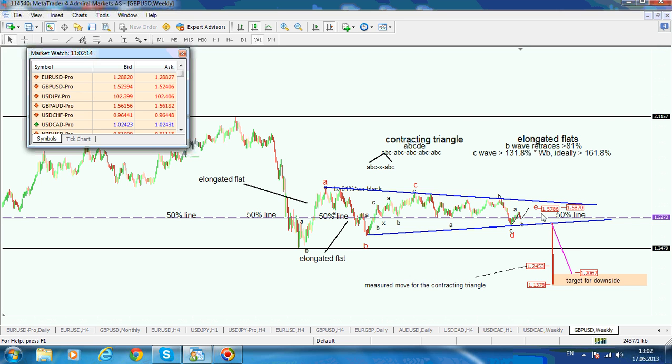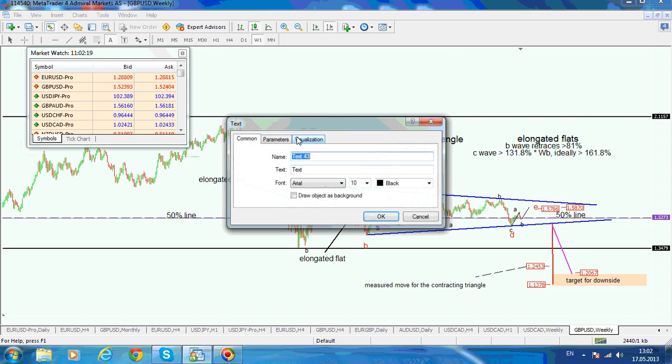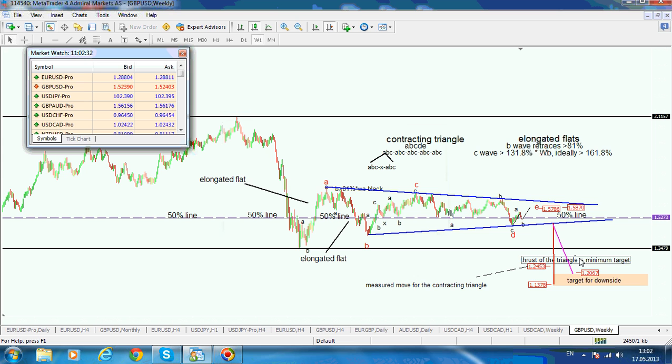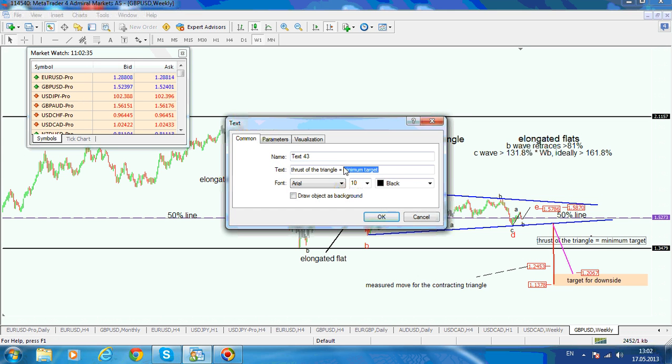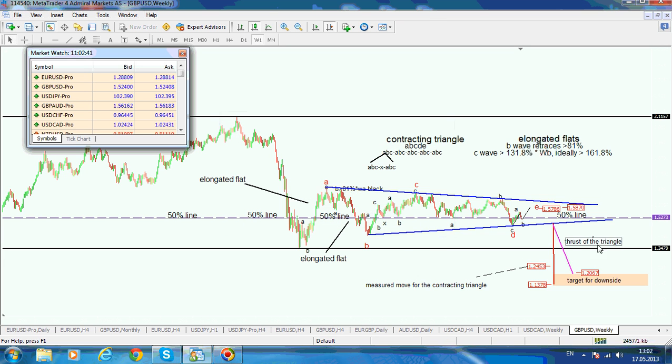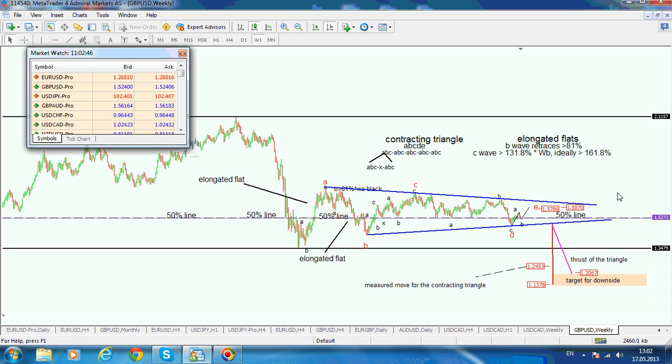And this magenta line is being called the thrust of the triangle and equal minimum target after big breaks. Okay, so the thrust of the triangle minimum target. Let's delete this minimum target because the text is too long and the chart looks quite crowded. So the thrust of the triangle 120.67, 75% of wave A.